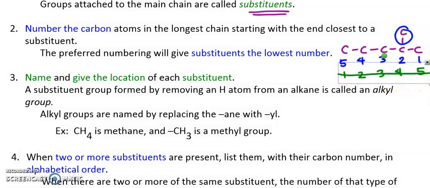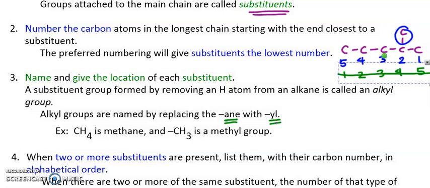All right, so you're going to name and give the location of each substituent. You name your substituent based on your number of carbons. So if you have 1 carbon, the prefix is meth, but it's not methane. You take off the ane and you put the yl. So that would be a methyl group. So ethane, with 2 carbons, would be an ethyl group.